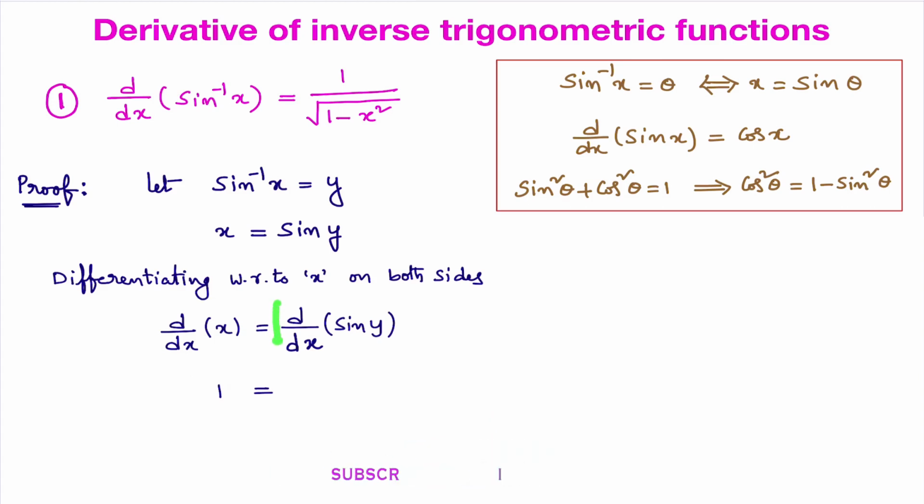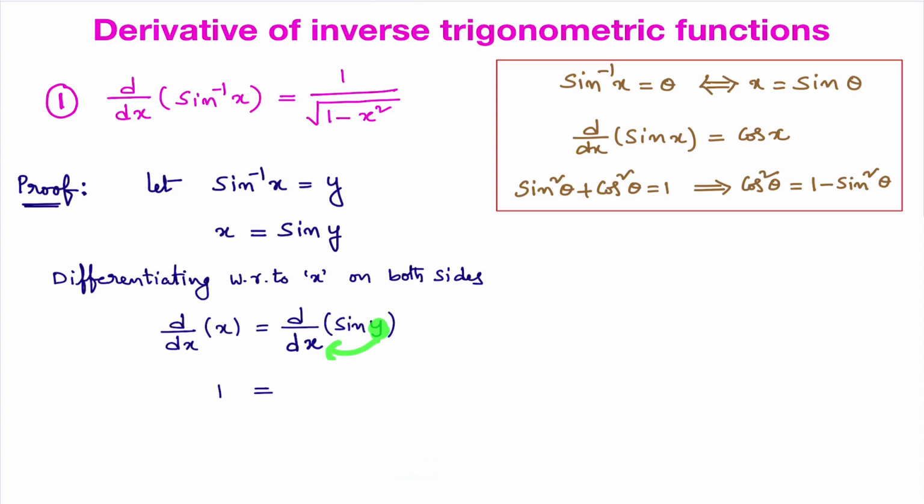Now, you observe this one. D by dx of sine y. In the last class, all the problems we did were of this type only. D by dx of sine y. How to calculate this? D by dx means I am differentiating with respect to x. Here, the given function is sine y. The given function is in terms of y. The given function is in terms of y. We are differentiating with respect to x. Both are different.